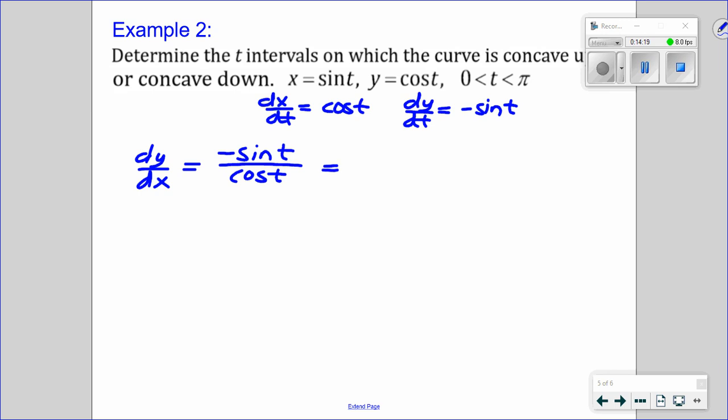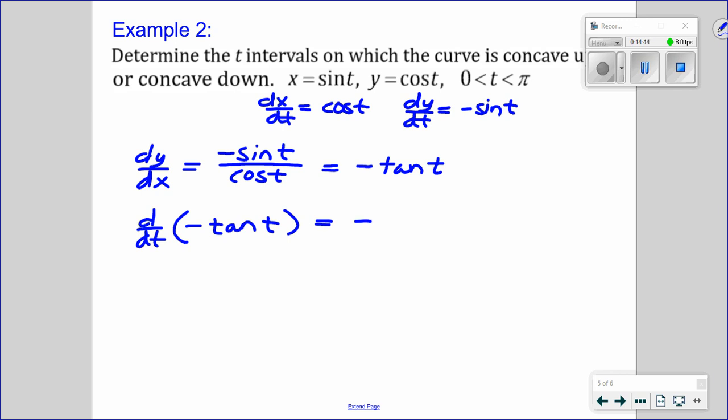Okay, now we could use one of our trig identities to simplify this. Sine over cosine equals tangent. So we could just make this negative tangent of t, and that might make life easier when we find the derivative. Okay, so now we just have to find the derivative with respect to time of negative tangent of t.